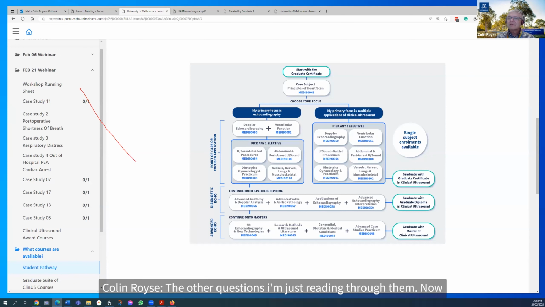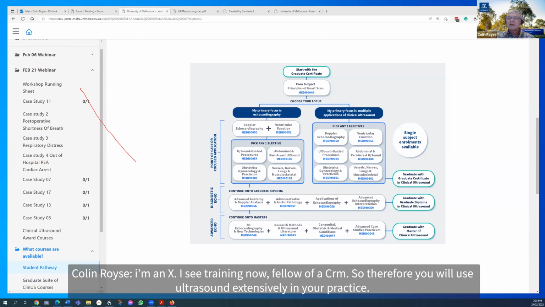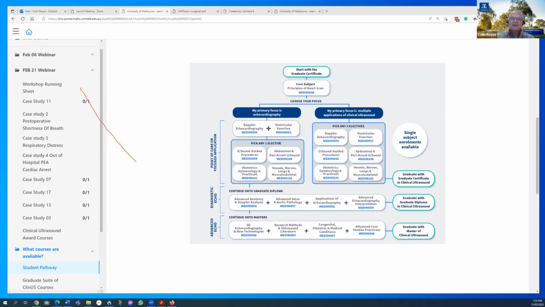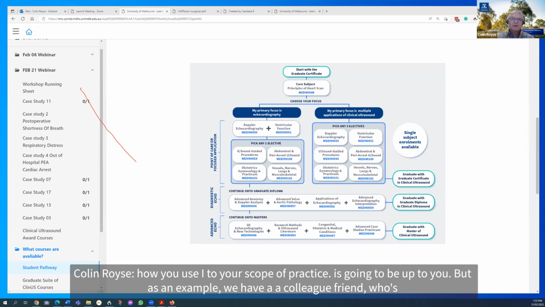The other questions, I'm just reading through them now. I'm an ex-ICU trainee, now a fellow of ACRRM. So therefore, you will use ultrasound extensively in your practice, which is great. You've done the grade cert. How much would the diploma benefit me for day-to-day practice? So it's interesting, and also about regional anaesthesia. So how you use ultrasound in your scope of practice is going to be up to you.